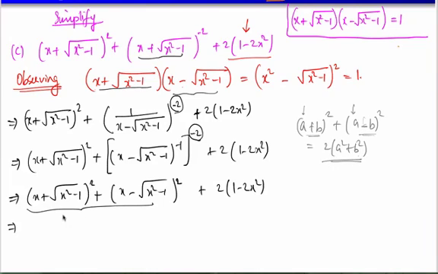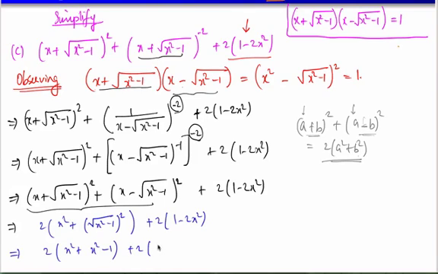Okay, so if I add this 2, I'll get the next step as 2 times x square plus square root of x square minus 1 the whole square plus 2 times 1 minus 2 x square. So this boils down to 2 times x square plus x square minus 1 plus 2 times 1 minus 2 x square. Now just collect the terms.